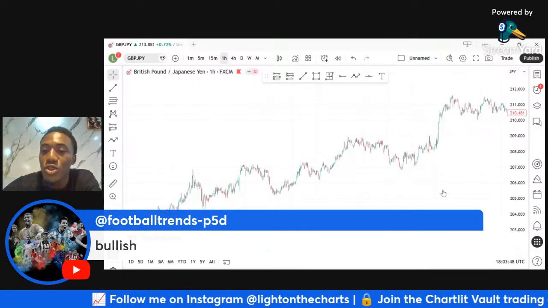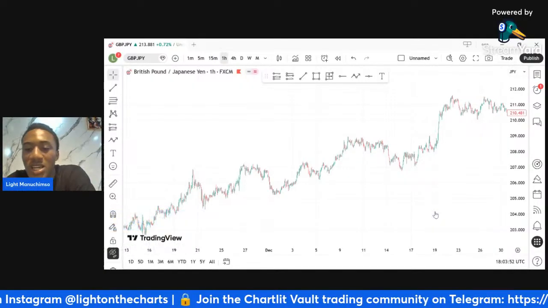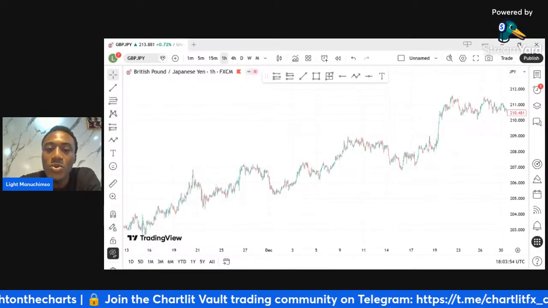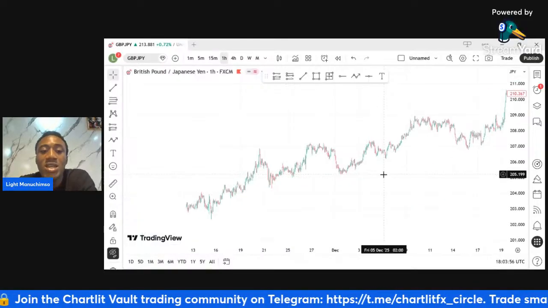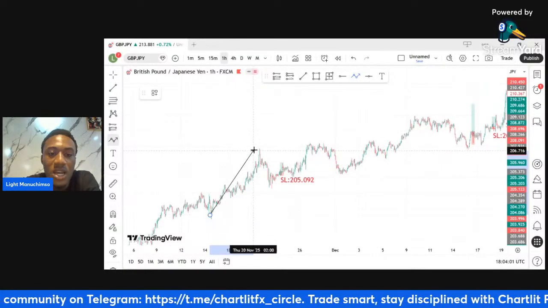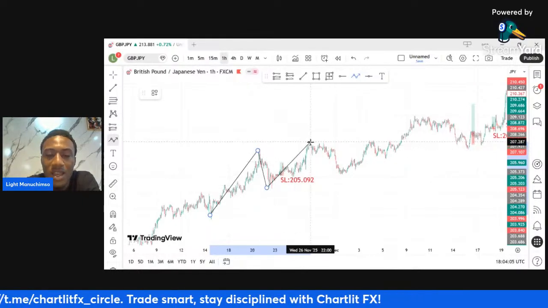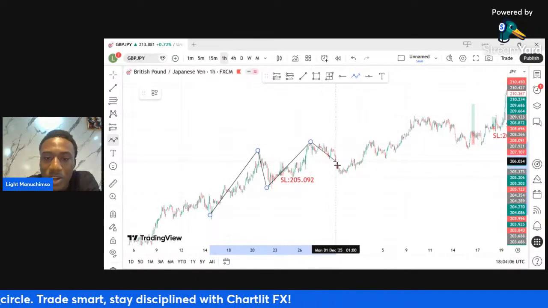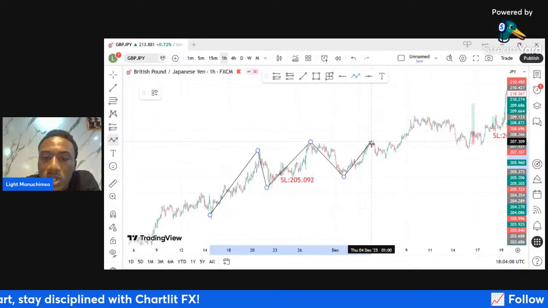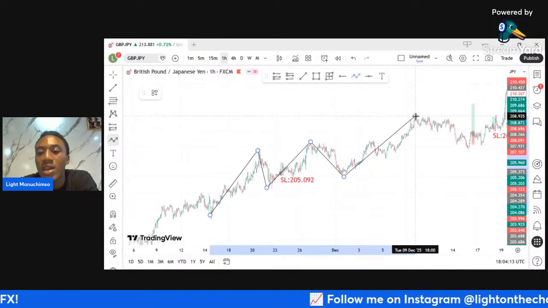Someone said bullish structure, bullish market structure. Yes, exactly. So you guys are actually following. So now you can see the market created a high. Let's start from here. It creates a high, drops, creates another high, a higher high, creates a higher low. Okay, this high is not higher than this previous one, so therefore this is the new higher high, higher low.